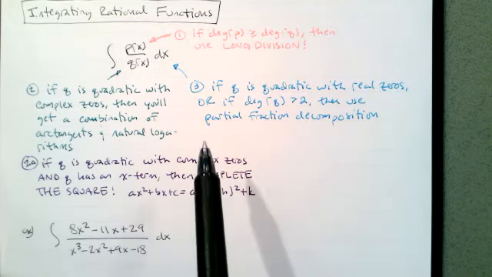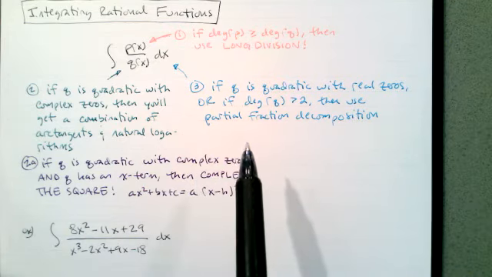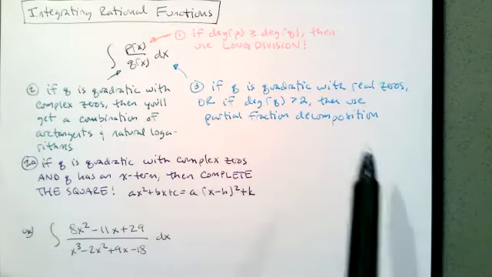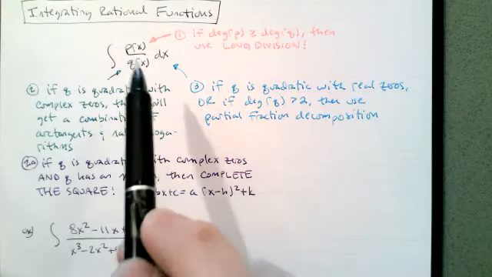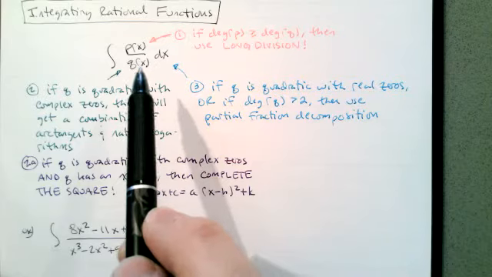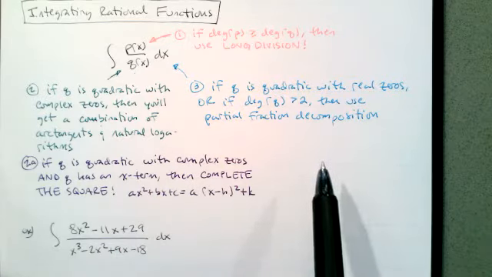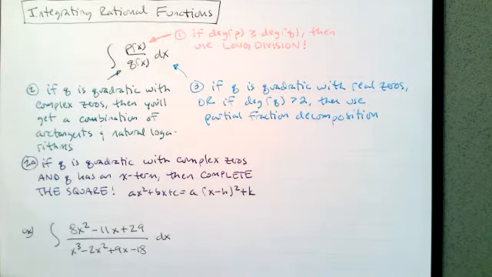A polynomial can always be factored into a product of linear factors for all the real zeros and quadratic factors with complex zeros for all the complex zeros. Because if we start with a function that has real coefficients, our complex factors will come in conjugate pairs, a plus or minus bi. So with all this in mind, let's take a look at this example.